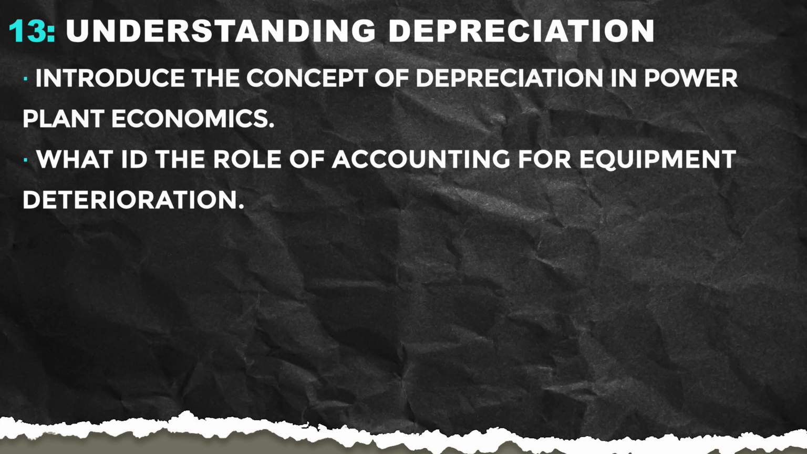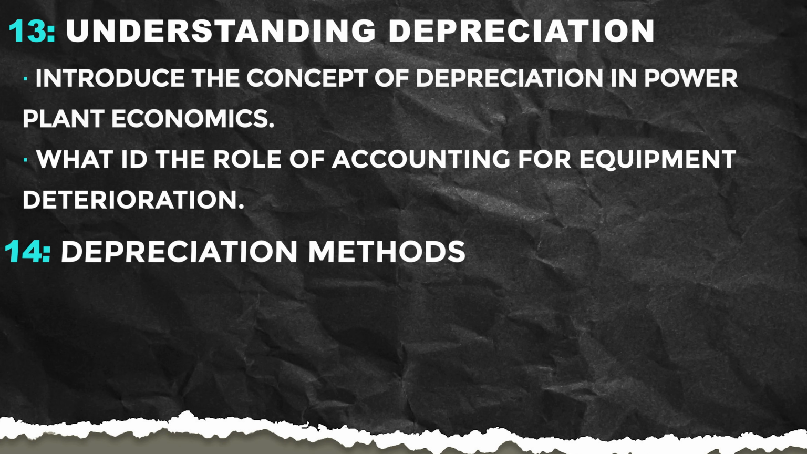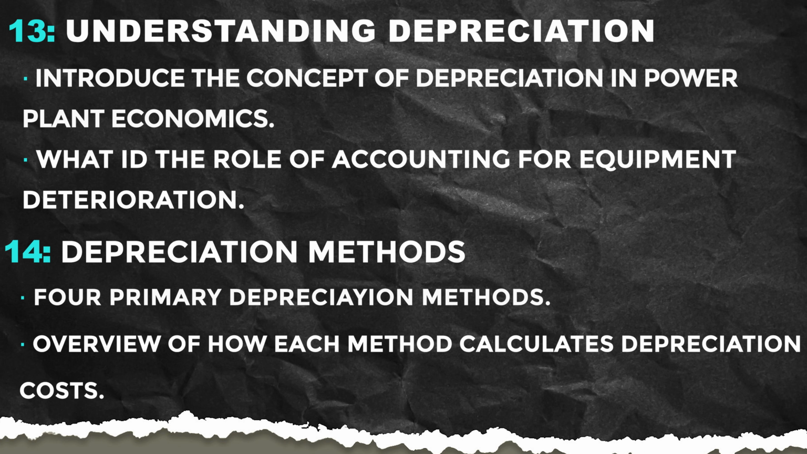After that, next we will see understanding depreciation. In this, we will introduce the concept of depreciation in power plant economics, and its role in accounting for equipment deterioration and value decrease over time. For that, we will see in the next the depreciation methods. In this, we will explain four primary depreciation methods: straight line, percentage, sinking fund and unit method. In this, we will see an overview of how each method calculates depreciation cost.